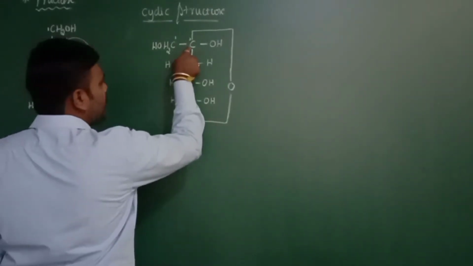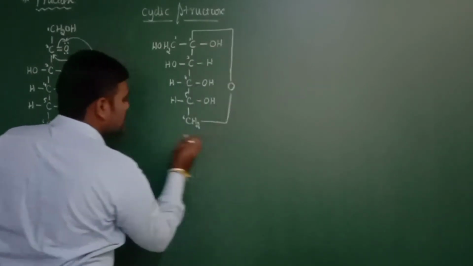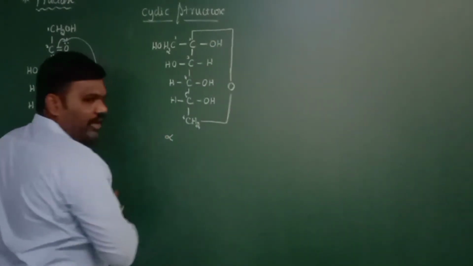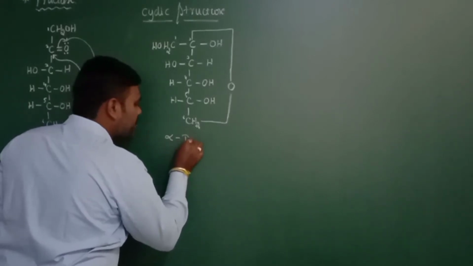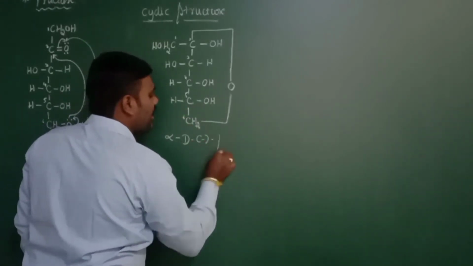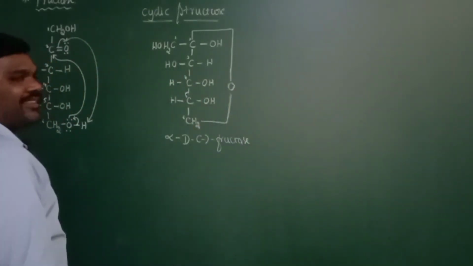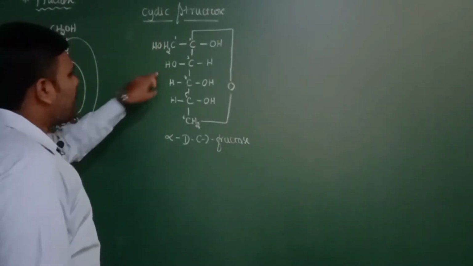Here you can notice the first carbon atom of the ring has the OH group on the right hand side. So it is the alpha anomer having D configuration, and it is levorotatory, and the material is fructose. That's the name of the first anomeric form.